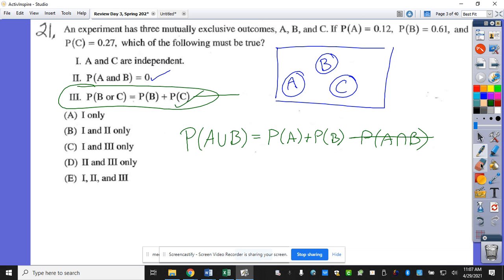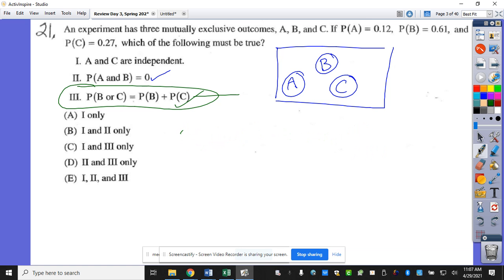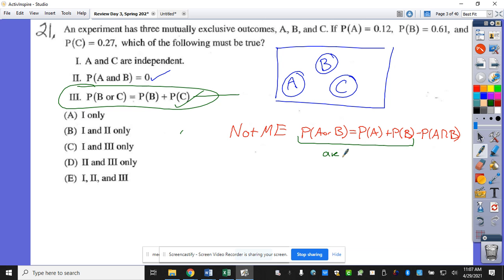So if two things are not mutually exclusive, then you say probability of A or B equals probability of A plus probability of B minus probability of A and B, which is what it says in your equation sheet. It's just this if they are mutually exclusive, because that end part is 0. And that's one thing that you need to know.